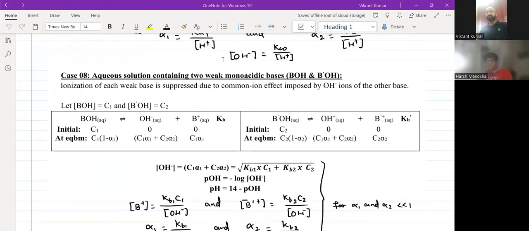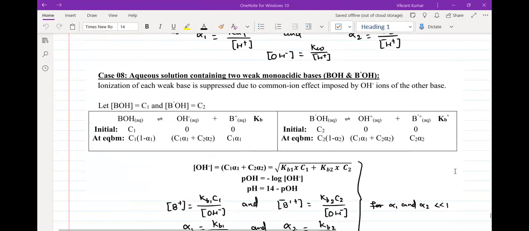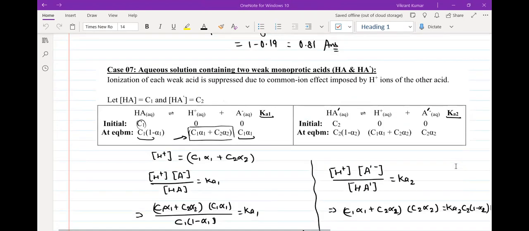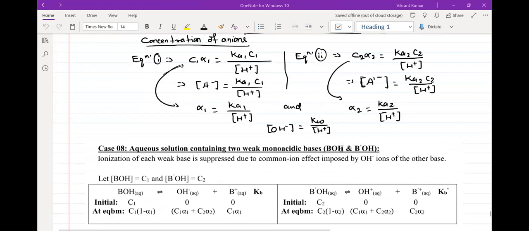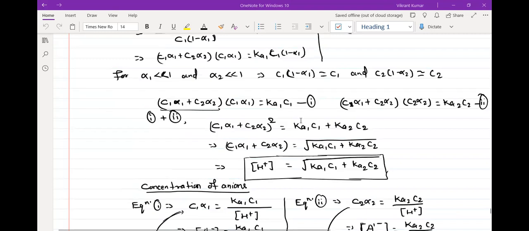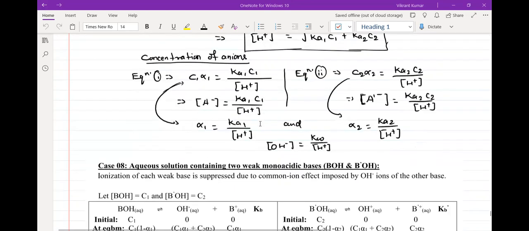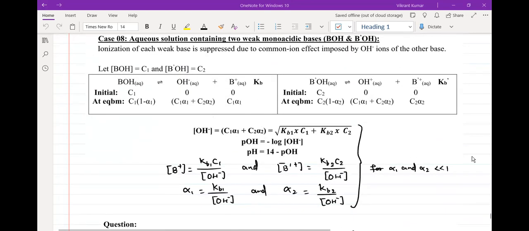Yes, sir. Okay. So basically, last time we discussed case number 7 and 8, in which we had two weak monoprotic acids in case 7 and two weak monoacidic bases in case 8. The common thing was that in case 7, the H plus ion concentration is equal to under root K1C1 plus K2C2. Similarly, in case 8, the OH minus concentration is equal to under root Kb1C1 plus Kb2C2. That was the basis, and we have talked about the ions concentration also.